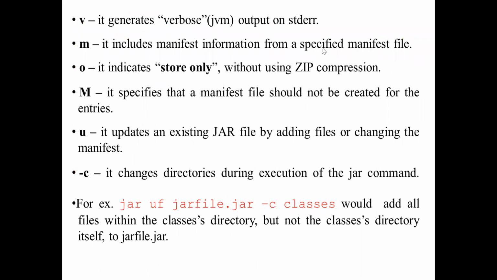Then the v option means verbose. Verbose generates the JVM output on standard error. Suppose any error occurs during the jar file installation, that should be stored in the verbose output, that is verbose, the JVM.